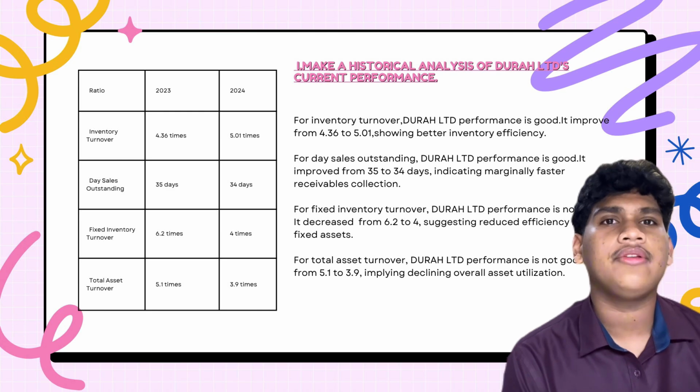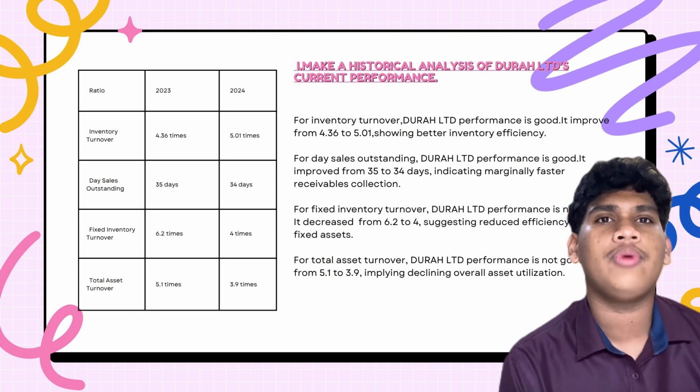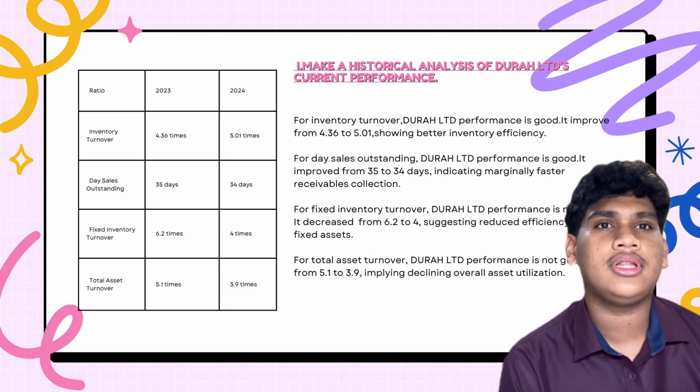First, inventory turnover increased from 4.36 times in 2023 to 5.01 times in 2024. This shows the company is selling its inventory faster, a good sign of more efficient inventory management. Second, days sales outstanding decreased from 35 days to 34 days. This shows a slight improvement in making customers pay faster.